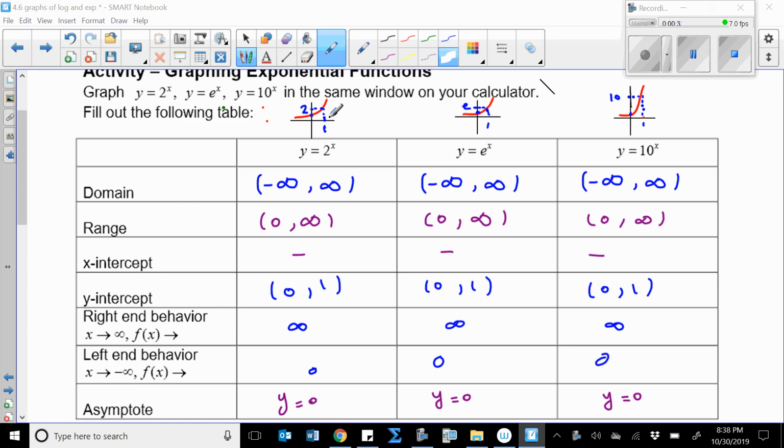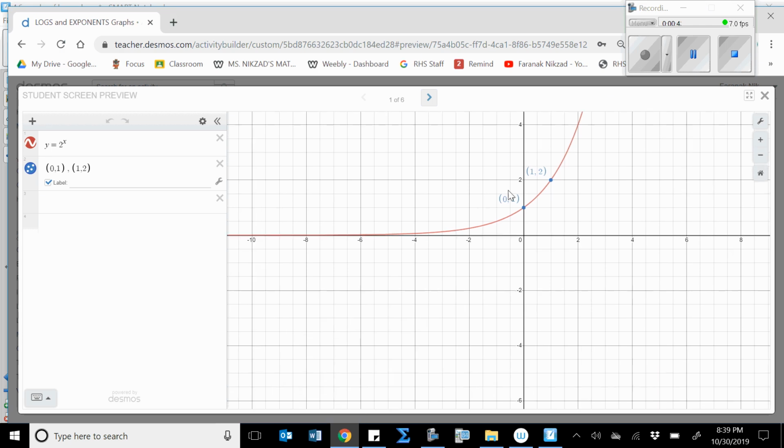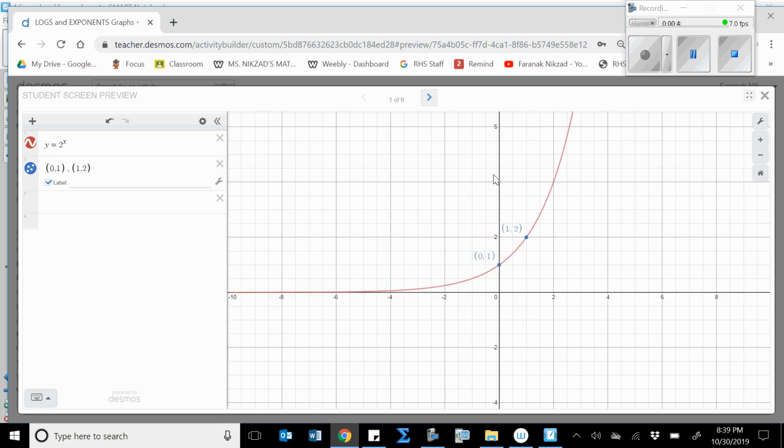Find this information about this function. So the first function is y equals 2 to the power of x, and I want to find the domain and range of this function. As I look at the graph of 2 to the power of x, to find the domain of this function, I need to move from left to right. And as I move from left to right, there is no restriction here. So the domain of this function is all real numbers, or from negative infinity to infinity.